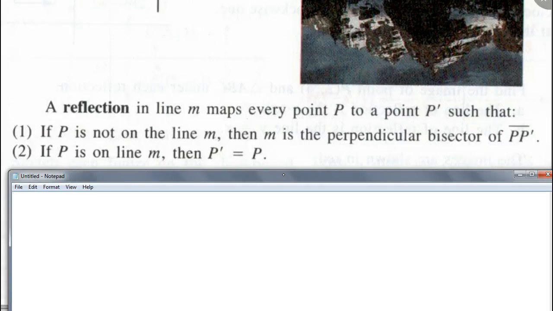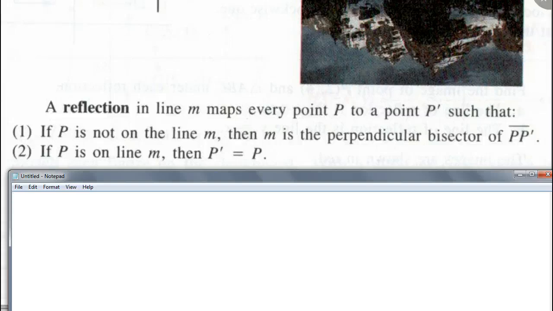So write that down. It's a lot more accurate than saying, oh, the point has to be on the other side of the line of reflection, right? That's kind of vague. So you've got to be a little bit more precise, and the way they do this is using the perpendicular bisector of the line segment. Okay.